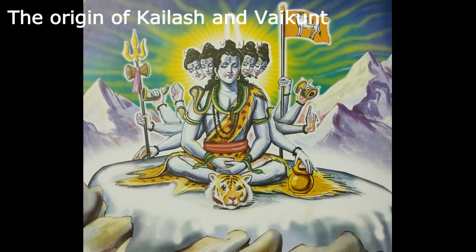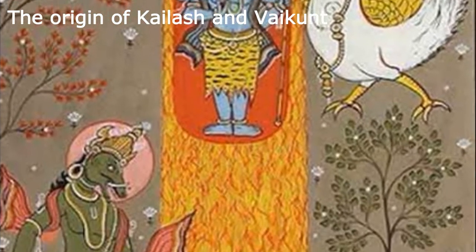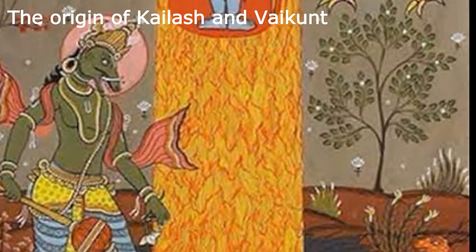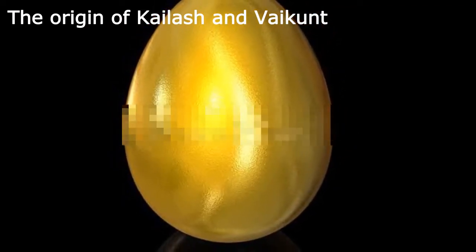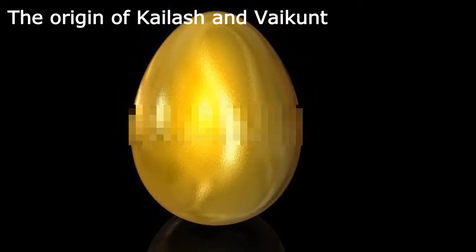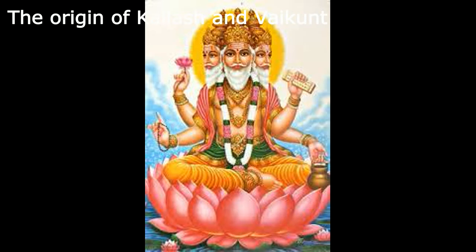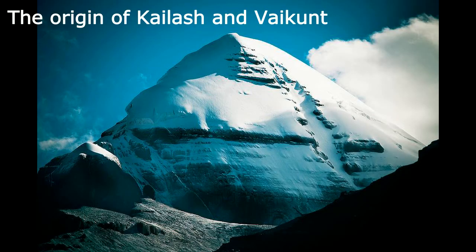The origin of Kailash and Vaikunt. After Lord Shiva vanished, Brahma transformed into a swan and Vishnu into a boar. First of all, Brahma created water. He poured a palmful of water in it and an egg manifested which consisted of all the 24 elements. This egg was enormous and Brahma was confused. So he did penance. Vishnu appeared before him. On Brahma's request, Vishnu entered into that egg. As a result of this, Kailash mountain and all the 7 worlds came into existence.